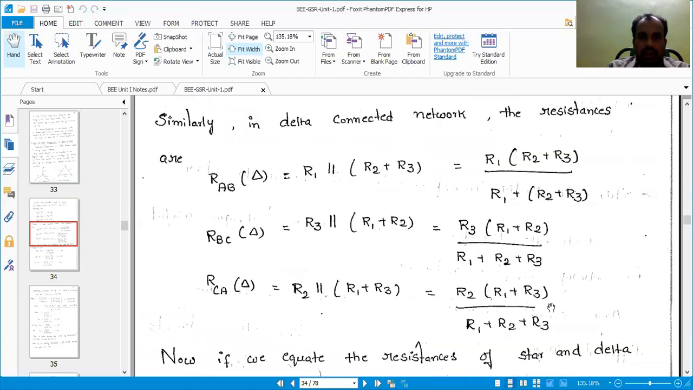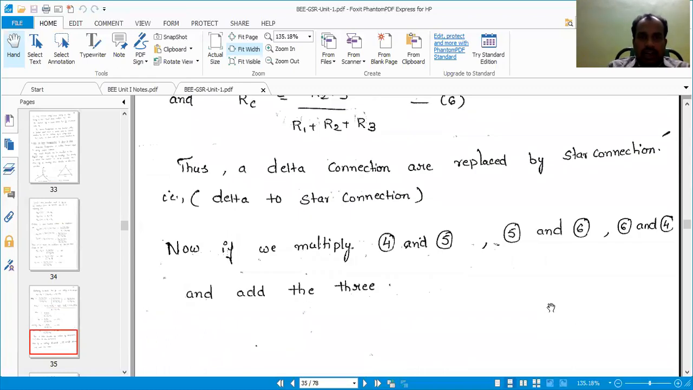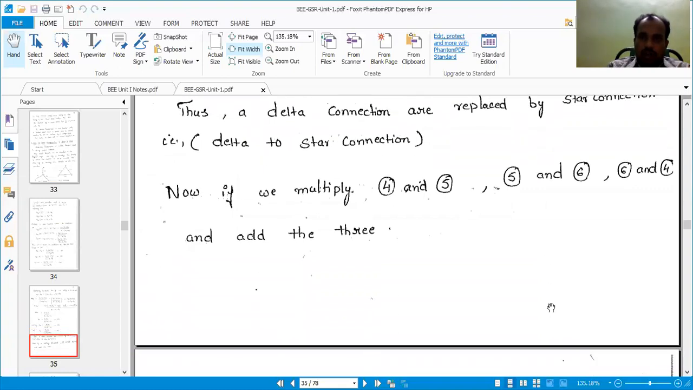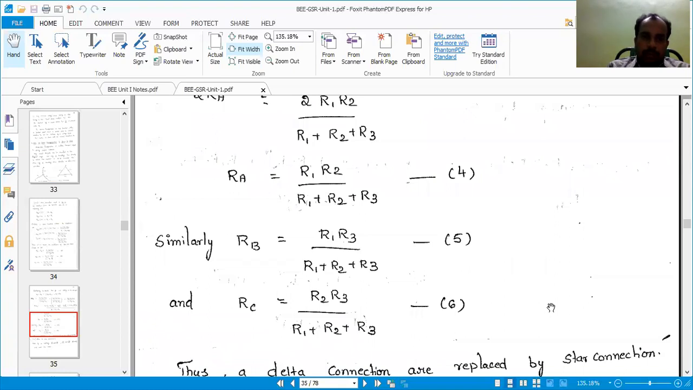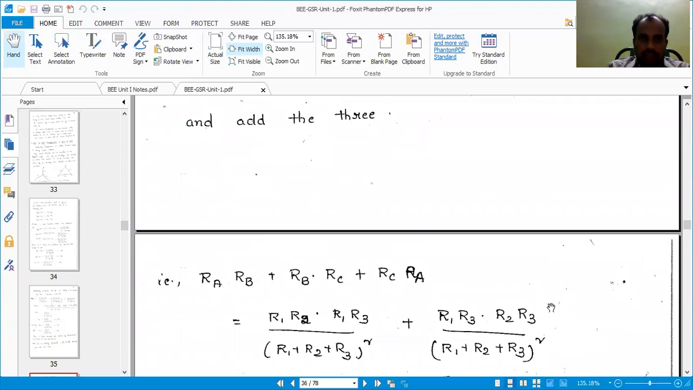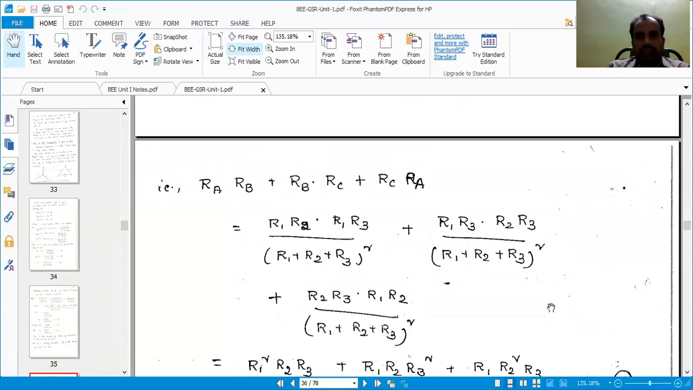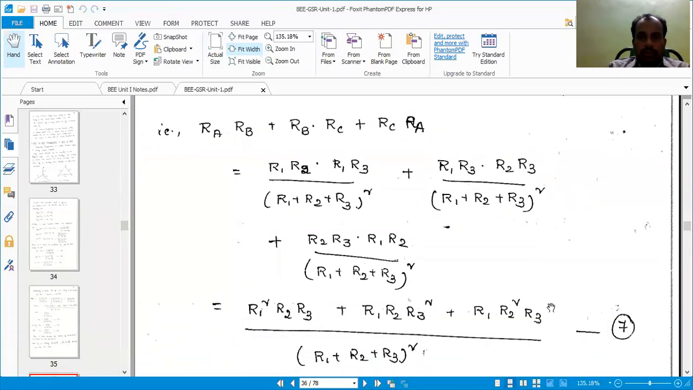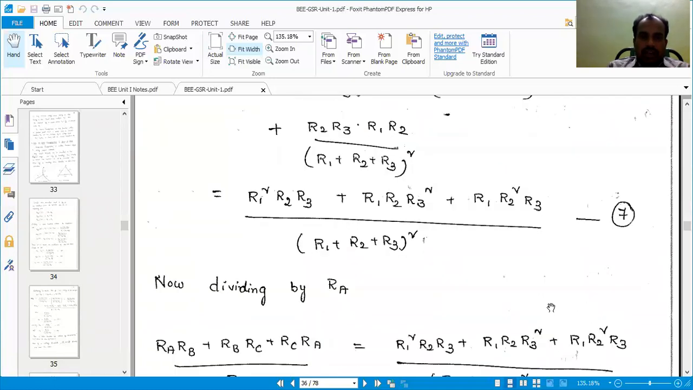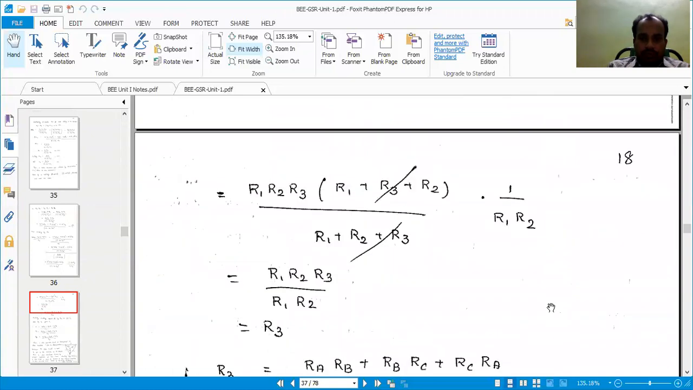Now we find the delta values R1, R2, R3. The delta connection can be replaced by a star connection. For delta to star, multiply any two equations: RA into RB, RB into RC, and RA into RC, and add them. Add these three equations: RA into RB plus RB into RC plus RC into RA. Now we solve these equations. Now dividing by the RA value.